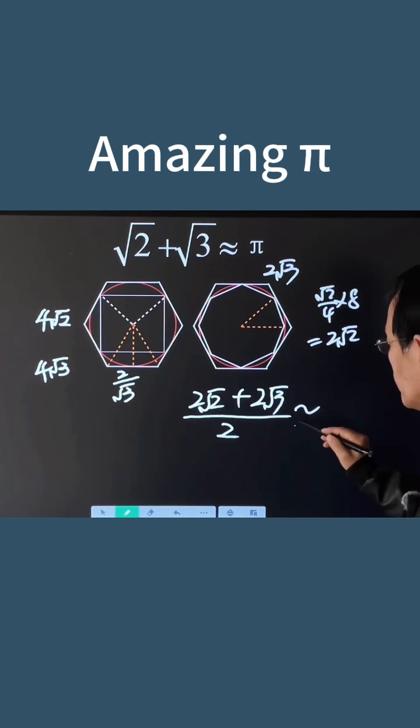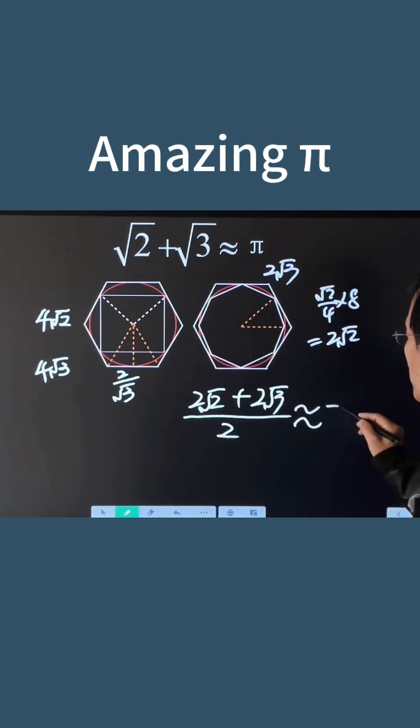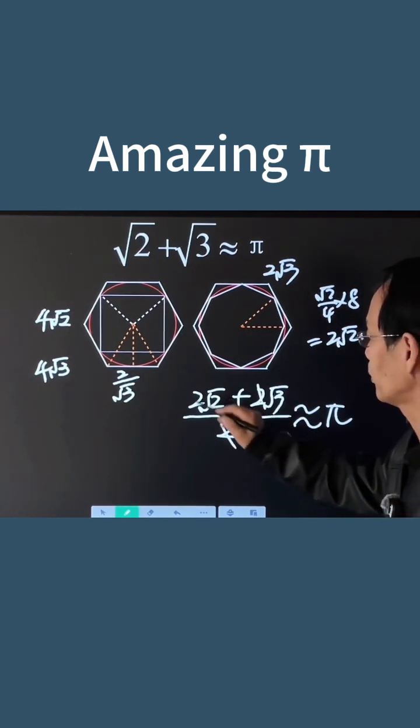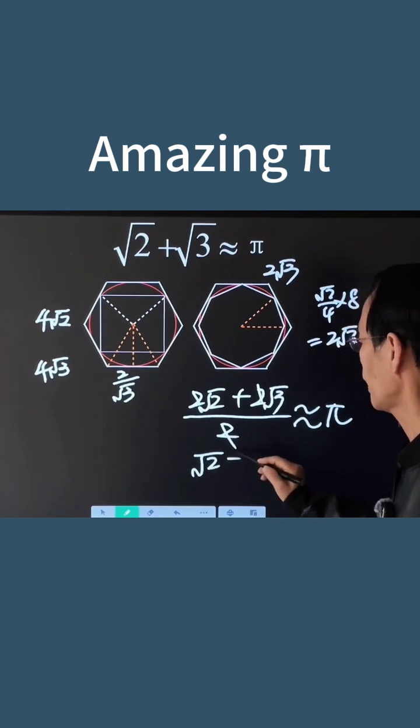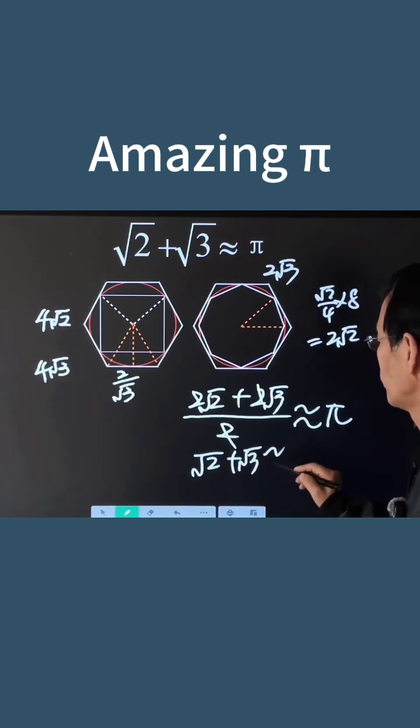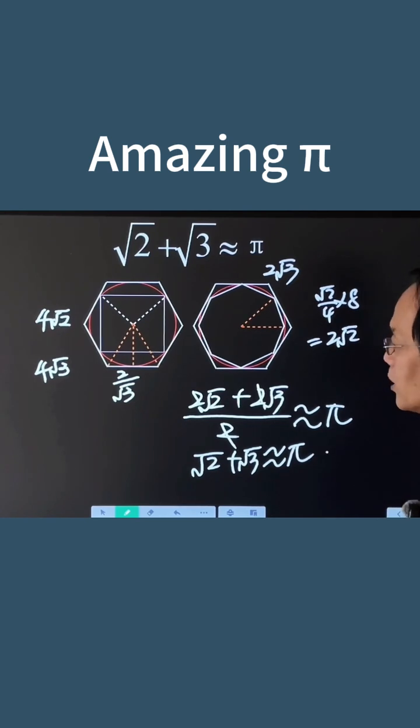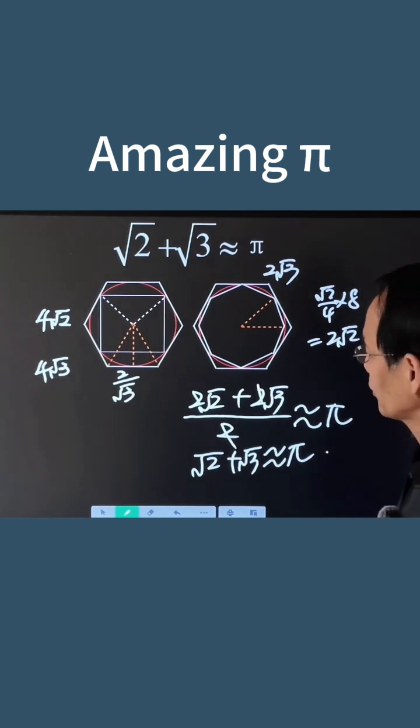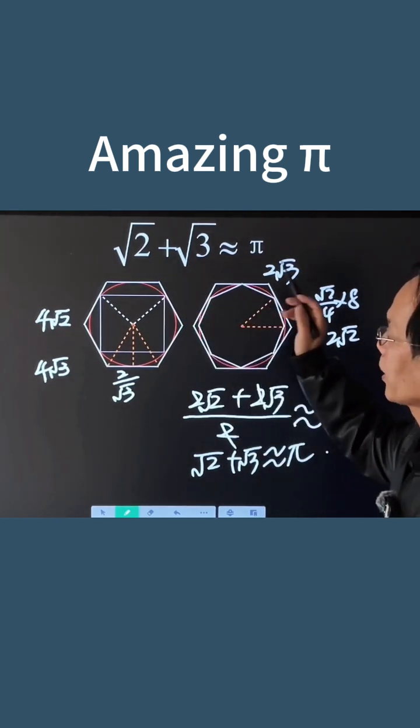So if we take their average, isn't it approximately equal to the area of a circle? The area of a circle is pi r squared. If r squared is 1, then it's just pi. So after averaging, isn't square root of 2 plus square root of 3 approximately equal to pi? Both of these methods prove that square root of 2 plus square root of 3 is approximately equal to pi.